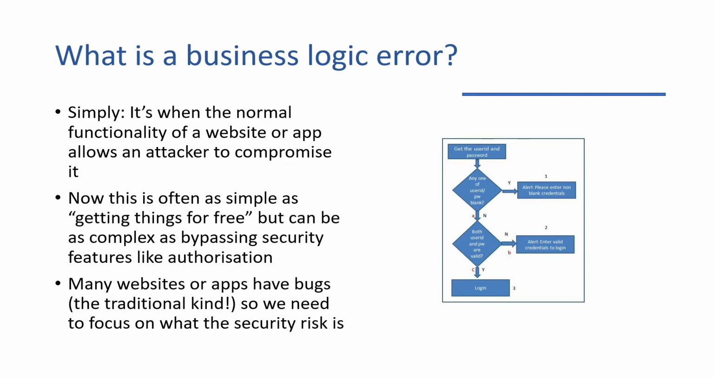What are they? Simply, instead of attacking the technical implementation, you attack how the app works logically. So it's when the normal functionality of an app or website allows an attacker to compromise it. On the side, we've got a very simple flowchart, and this is a type of business logic. Instead of looking at if statements and returning values, we're looking at the core logic of the application. So get the user ID password, is it blank, send an alert back. That's the kind of level of the app we're working on right now.